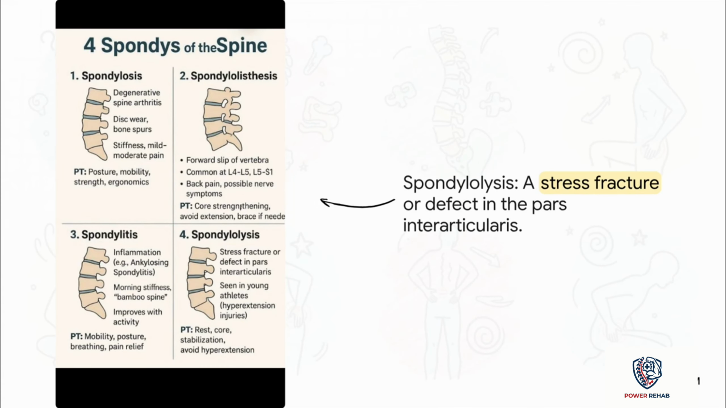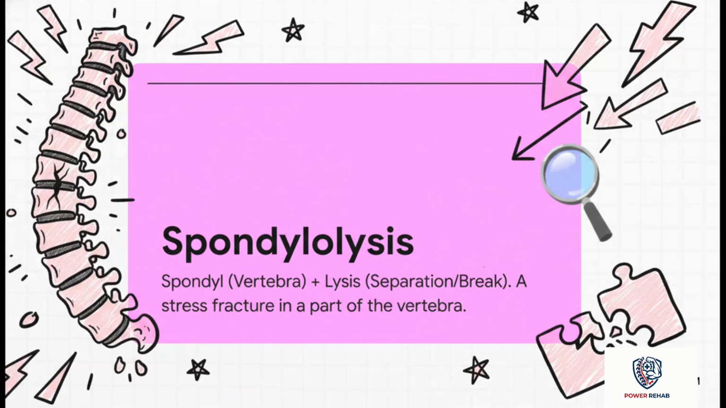And that brings us to our 4th and final spondy. Now, I want you to look really, really closely at the back part of this vertebra here. Do you see it? That tiny crack, that little separation right there, that is spondylolysis. Our final magic word is lysis. Just think, lysis means a separation or a break. So spondylolysis is, for all intents and purposes, a stress fracture in a very specific spot on the vertebrae. This isn't about wear and tear or inflammation, this is an injury.